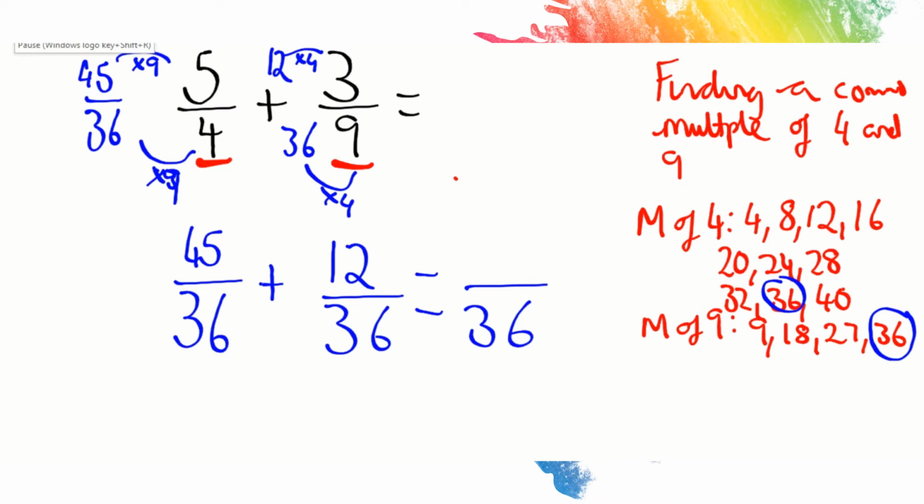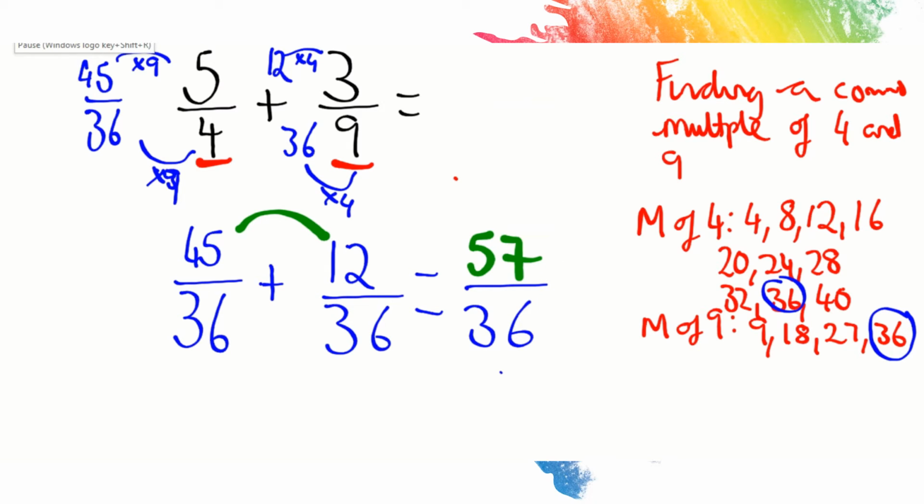We add our numerators. So I'm going to do that in a different colour for you. We're going to add these two together. Well, 45 plus 12 is going to be 57. So I have 57/36. But I'm not stopped there. What I'm going to think about now is, can I turn this back into a mixed number?